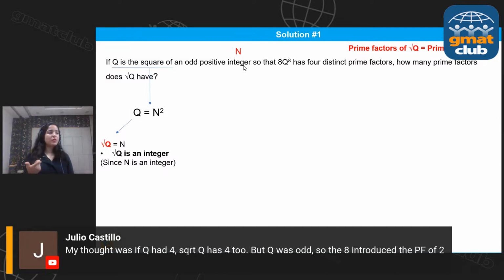Julio says, my thought was, if q had 4, then square root q has 4 too. Oh, why? Square root of q in that case could just have a 2, right? Moreover, it's square of an odd positive integer. It can't have a 4.